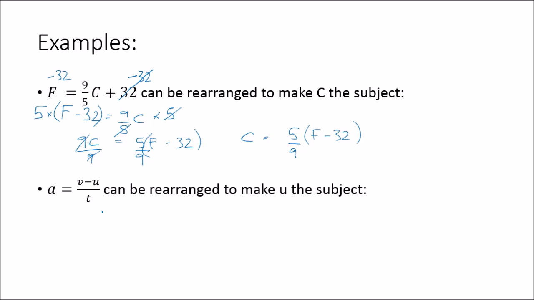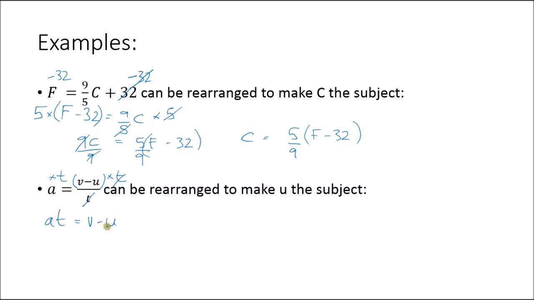Now, because we've got this common denominator of t on this side of the equation, I've mentioned before that the easiest thing to do is just to multiply by t to get rid of it. So I'm going to multiply by t on the right-hand side, and by t on the left-hand side. So a times t, we're just going to write that as at. On the right-hand side, the t's will cancel, so we've got at equals v minus u.